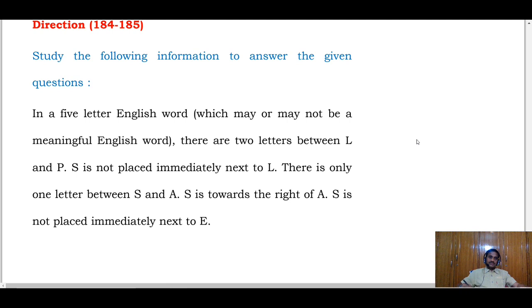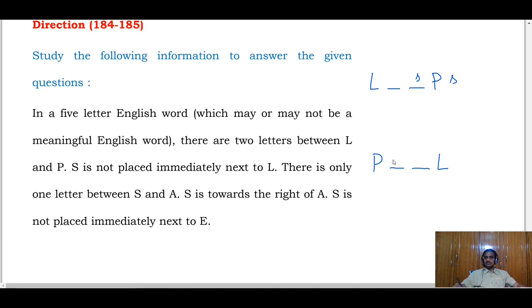Now in questions 184 and 185, in a 5-letter English word, there are two letters between L and P. There are two letters between L and P. S is not placed immediately next to L. S cannot be in these two places. So S can only be here.